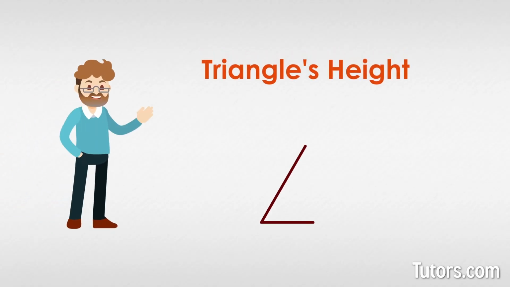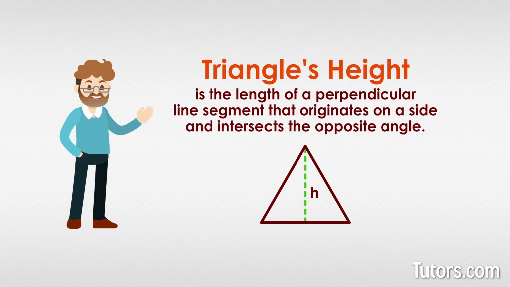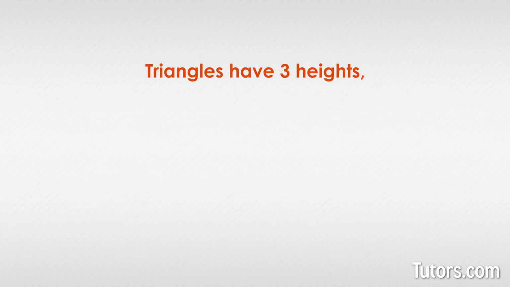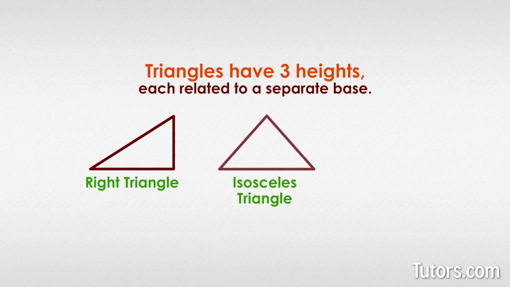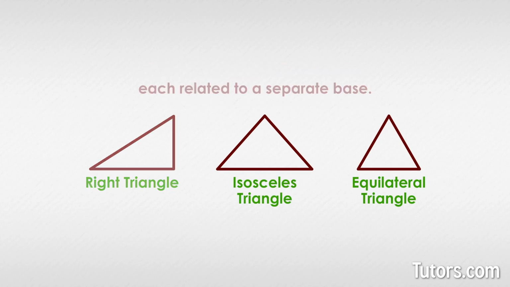A triangle's height is the length of a perpendicular line segment that originates on a side and intersects the opposite angle. Triangles have three heights, each related to a separate base. In right triangles, isosceles, and equilateral triangles, finding the height is easy with one of two methods.